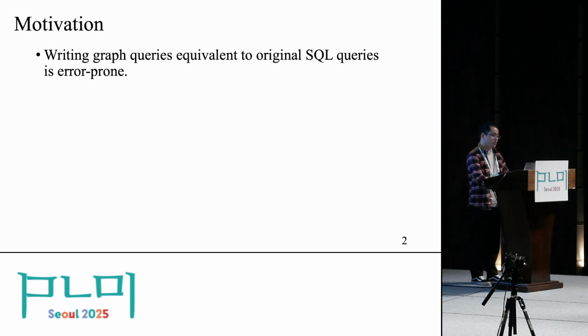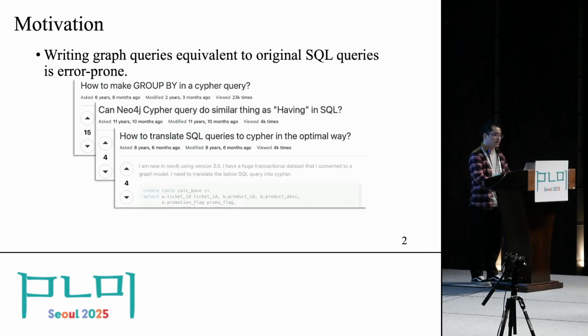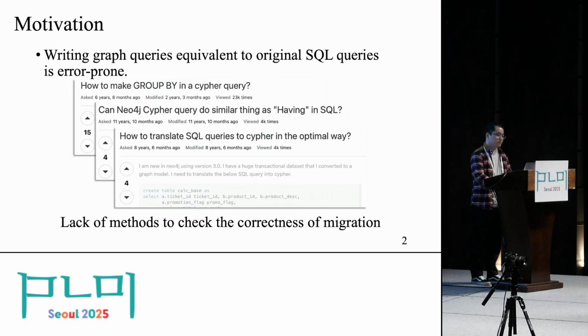However, transitioning between graph and relational databases requires rich expertise, and writing graph queries that are equivalent to the original SQL query is error-prone. For instance, many Stack Overflow posts reveal that translation between graph and relational queries can be quite challenging due to misunderstandings of aggregation semantics, joins versus relationships, and other complexities. However, to the best of our knowledge, there is no prior method to check the correctness of migration, resulting in subtle bugs hidden in these posts and even the official tutorial.